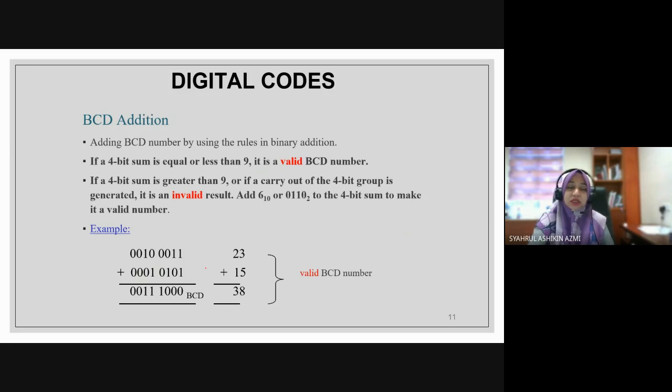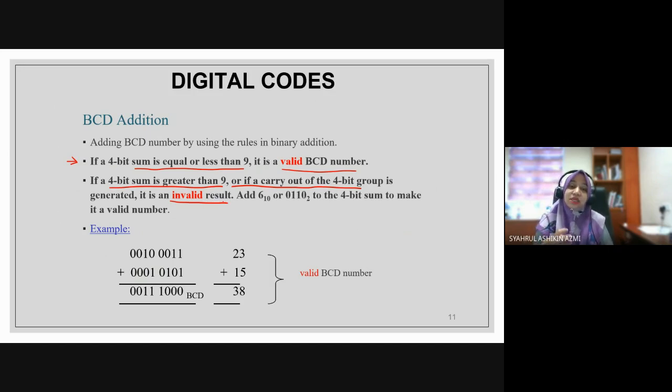Okay, this is in terms of BCD arithmetic, which involves addition in this example, this slide over here. Okay, for the rules when involving BCD addition, this is what you need to focus on. If the 4-bit sum is equal to or less than 9, this is a valid BCD number. For example, 4 plus 3, you get 7, right? 7 is less than 9. So this is a valid BCD number. If the 4-bit sum is greater than 9, or a carry forward is generated, it will lead to what we call an invalid BCD number.